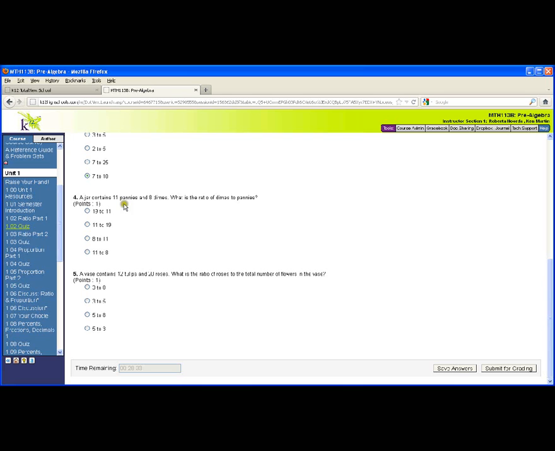A jar contains 8 pennies and 10 dimes. What is the ratio of dimes to pennies? So 8 to 11. Or, let's try that. Let's see if that was right. A vase contains 12 tulips and 20 roses. What is the ratio of roses to the total number of flowers? Oh, so now roses is going to be 20.